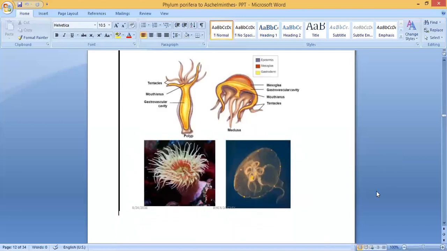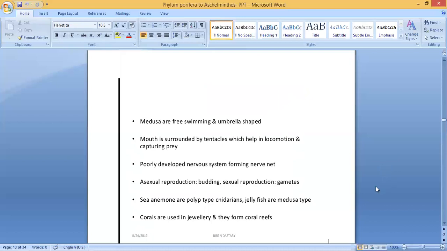Here I already told you sea anemone is a polyp. Polyp means it is attached to the substratum. Medusa means a free swimming or free living form, with an umbrella shape. Sea anemones are polyp type Cnidarians, jellyfish are medusa type. Then corals also come under this group. What is the use of corals? They are used for making jewelry and they form coral reefs.